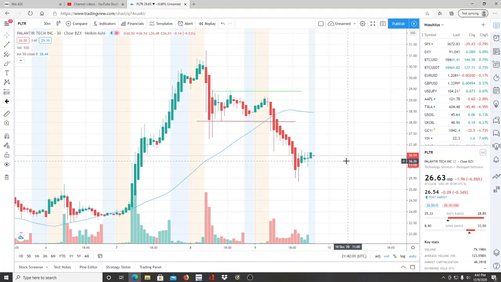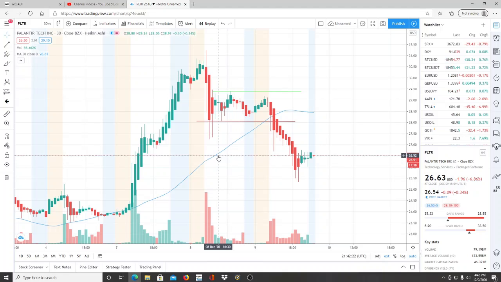So PLTR Tech Inc. here has actually been in a downward trend. It had a very bullish run towards the end of last week. It started this week starting to fall, and here we are now sitting at around 26.54. We're below the 50-day moving average, and we need to look at our new support and our new resistance.